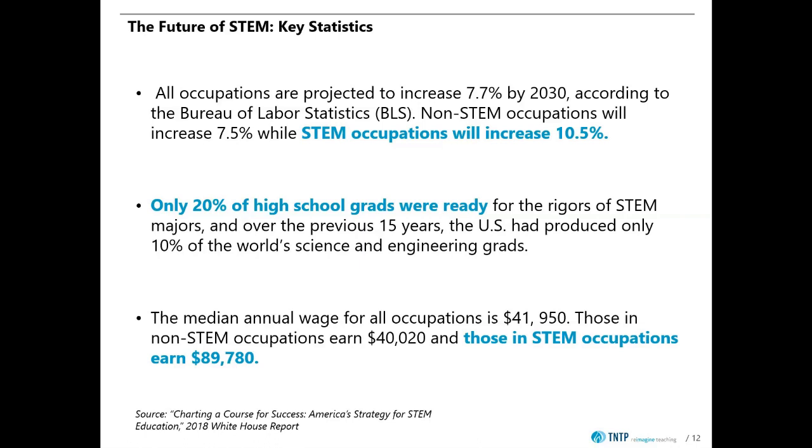The median annual wage for all occupations is $41,950. Those in non-STEM occupations earn, on average, $40,020, while those in STEM occupations earn $89,780. As we've heard before, STEM career opportunities for all students will continue to grow and can provide a solid financial foundation to build from after graduation.